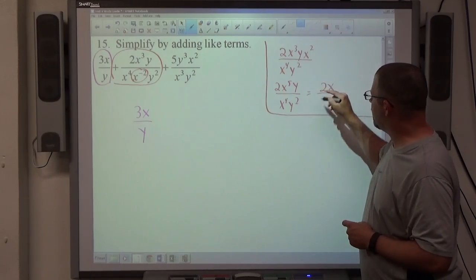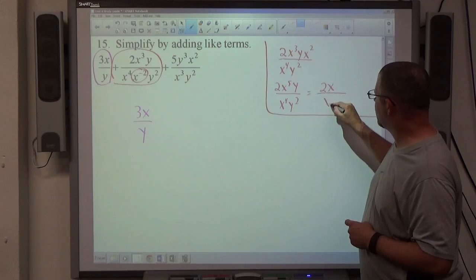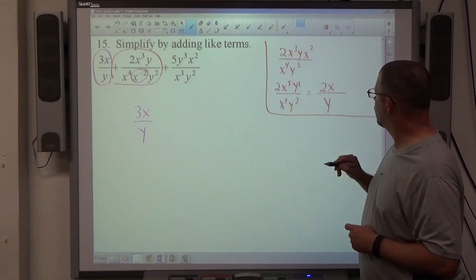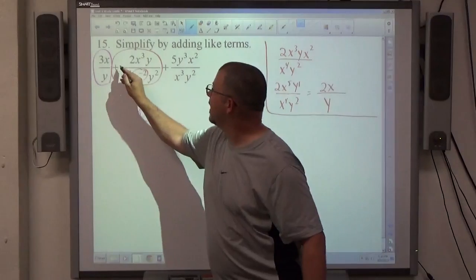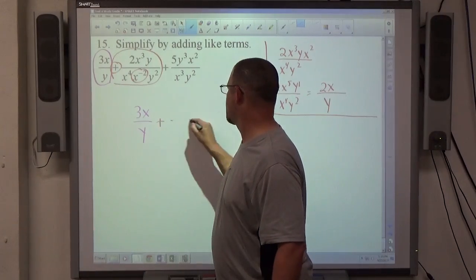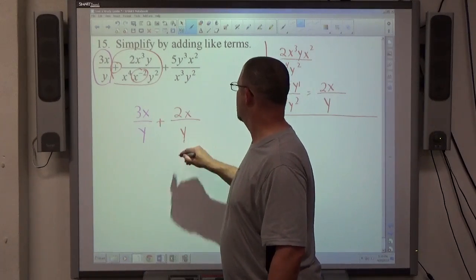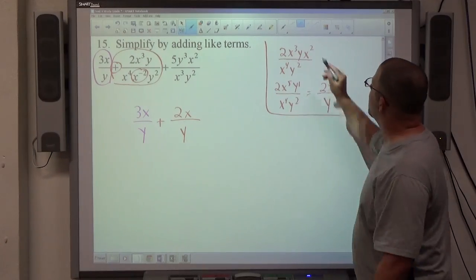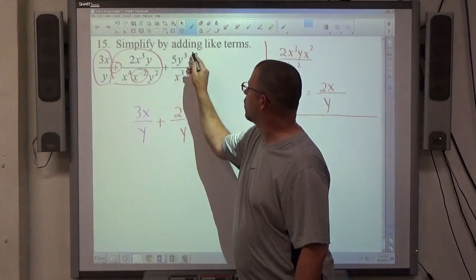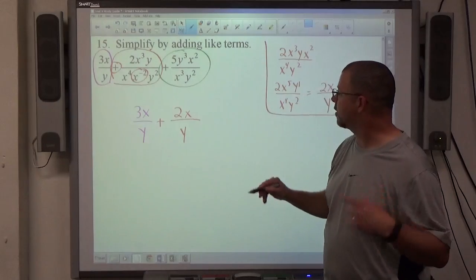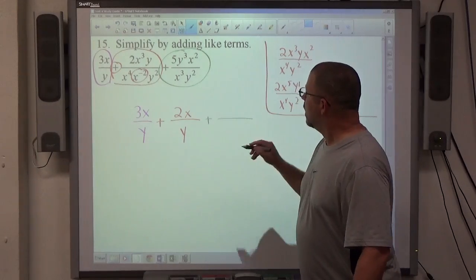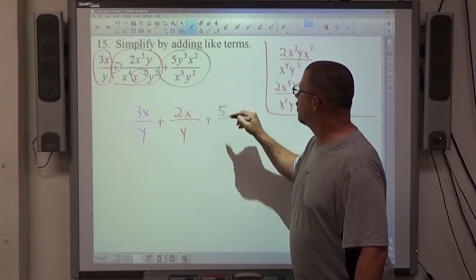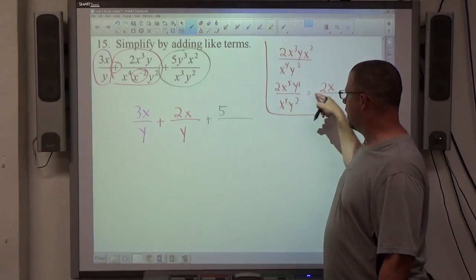X is bigger on top, 5 minus 4 is 1. Y is bigger on the bottom, 2 minus 1 is 1. So 2x over y is what that ends up. It is plus. And this final one's not too big of a deal. It has more stuff going on, of course, than the first one, since the first one was already fixed. But 5 is fine. It's just basically the same as this step here.